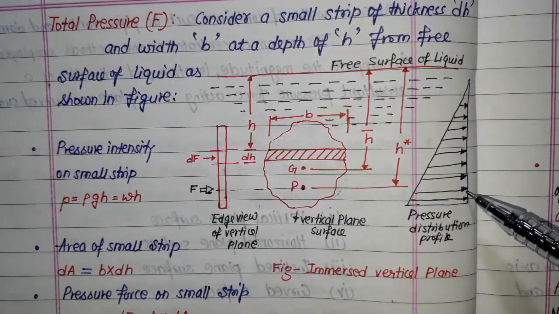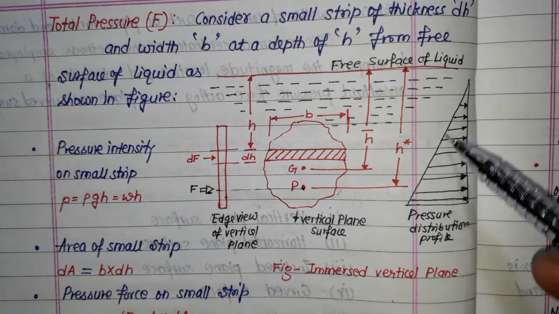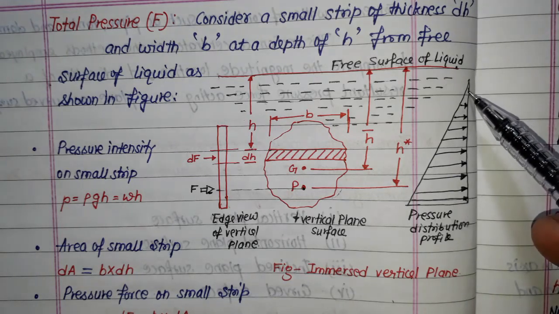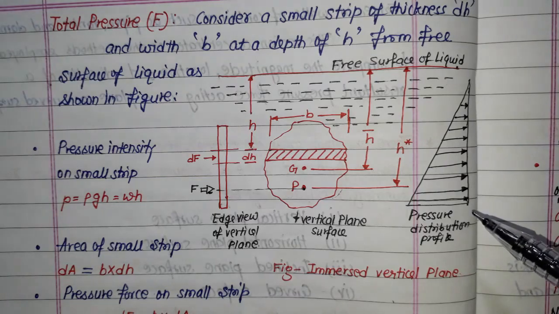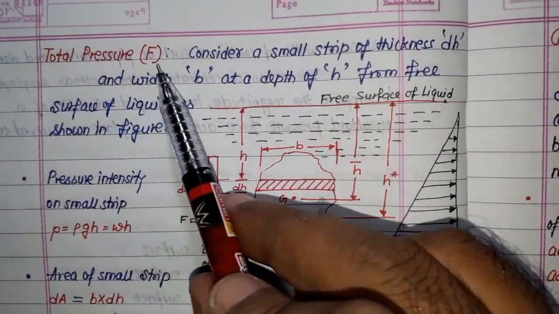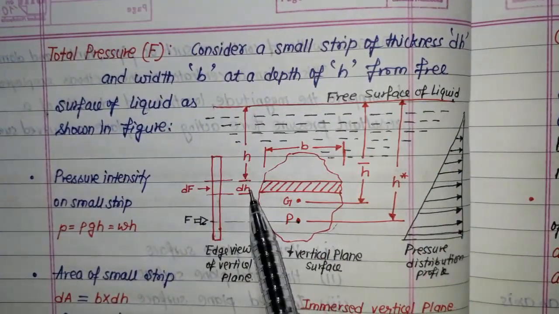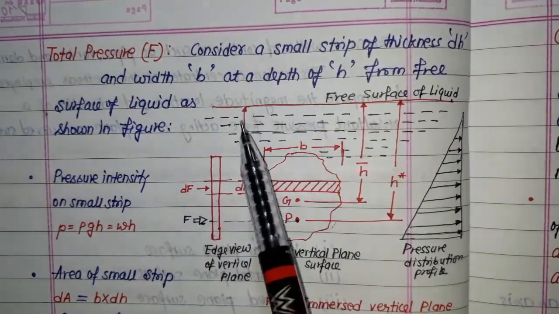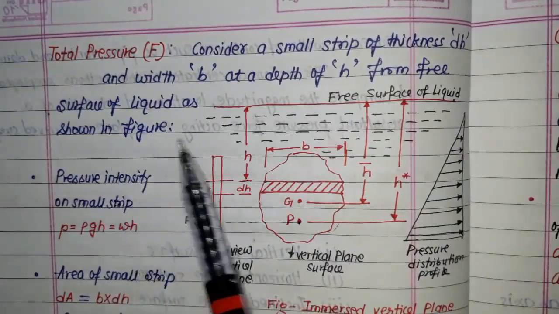And this is the pressure distribution profile as we move from the free surface of liquid to the depth. So as the depth is increasing, the pressure intensity is also increasing. So now we try to solve for the total pressure, denoted by capital F. Here consider a small strip of thickness dh and width b at a depth h from the free surface of liquid, as shown in the figure.